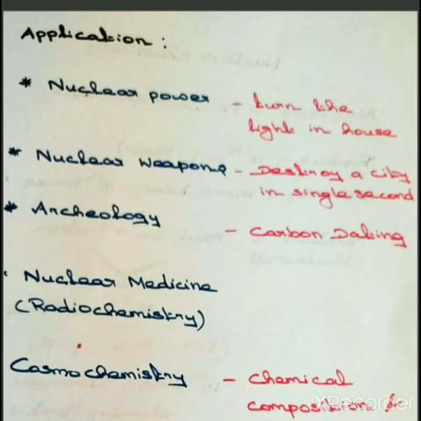Then the applications of nuclear energy. The energy obtained from the nucleus is used for several purposes. That energy can be used as nuclear power, nuclear weapons, and also in the field of archaeology. It is also used as nuclear medicine, and radioactive materials are used for the treatment of cancer. It is also used in cosmochemistry. Cosmochemistry is the study of the chemical composition and the changes in the universe.